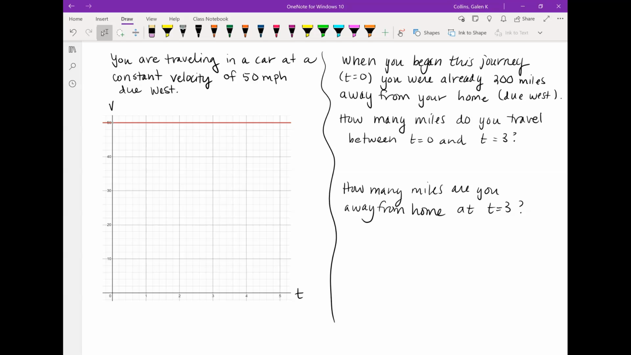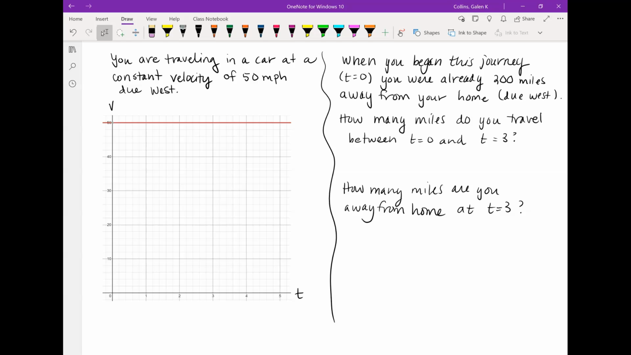Let's say that you were traveling in a car at a constant velocity of 50 miles per hour and you're headed in the direction due west of, let's just say, your home. So v of t, which is graphed below, models your velocity. When you began this journey at t equals 0 hours, let's say you were already 200 miles away from your home due west.